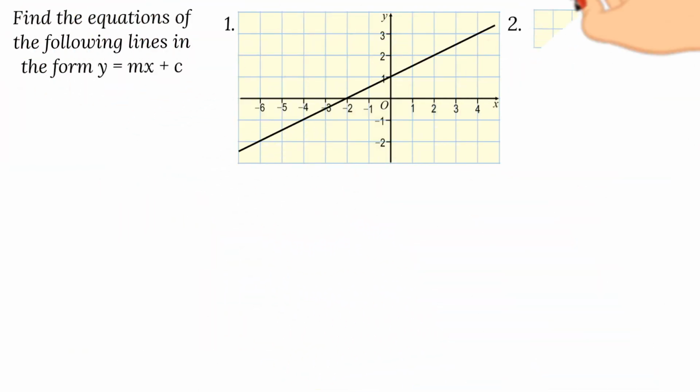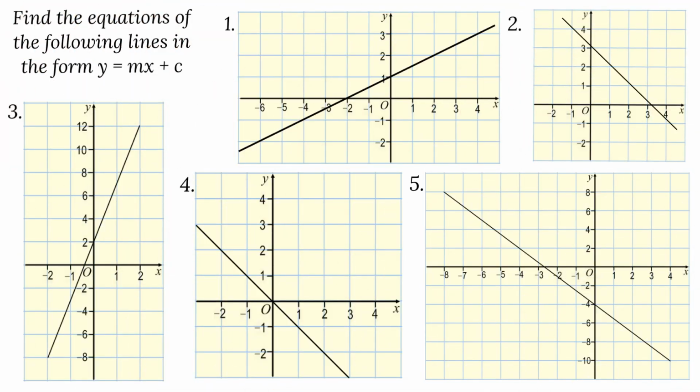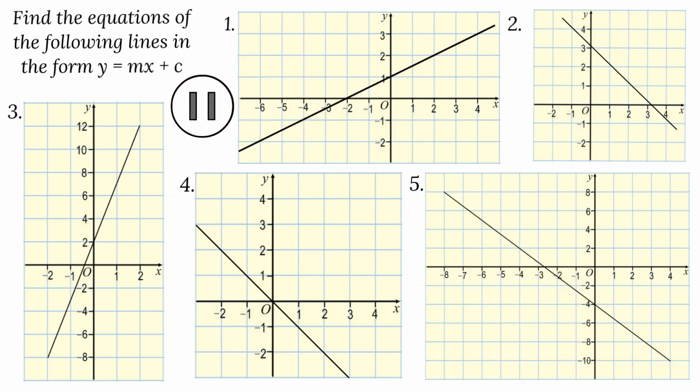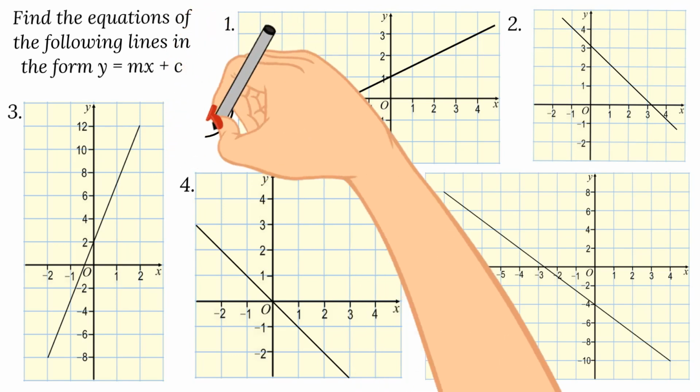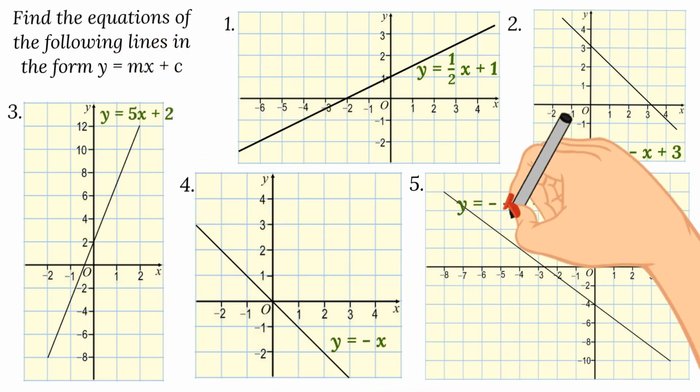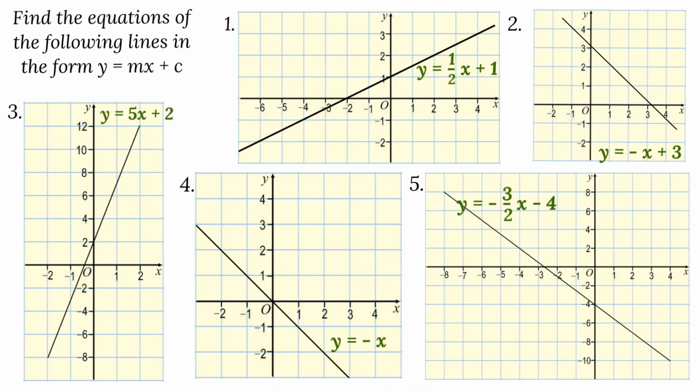So your turn then. Find the equations of the following lines in the form y equals mx plus c. A little word of warning, do check your axes and don't just find the gradient by counting the squares. Pause the video now. Here are the correct equations for those straight lines. If you made a mistake on question 3 or 5, then just go back and check carefully the axes.